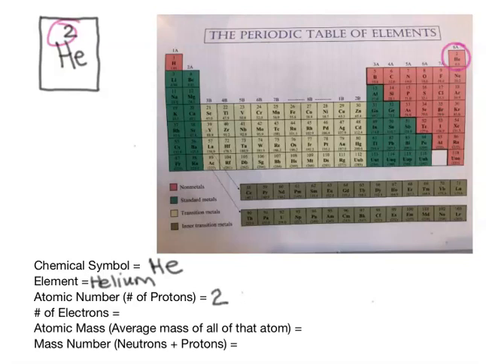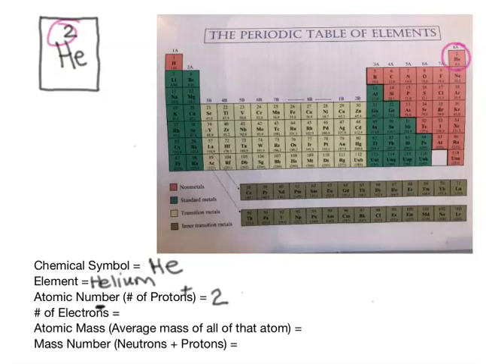Every single atom of helium in the entire universe has 2 protons. Okay, no exceptions there. All right, now, what this also tells you is the number of electrons. Atoms are electrically neutral. And remember, protons have a positive charge.